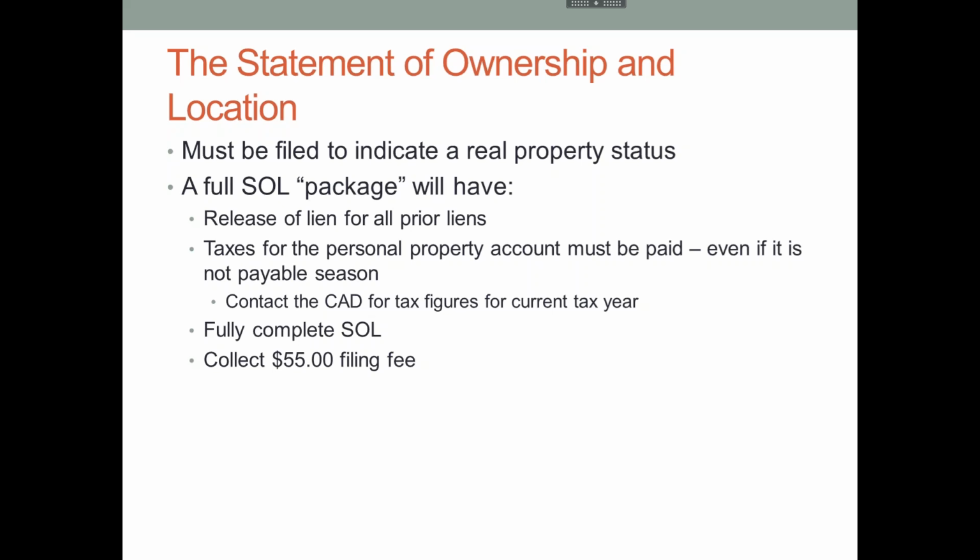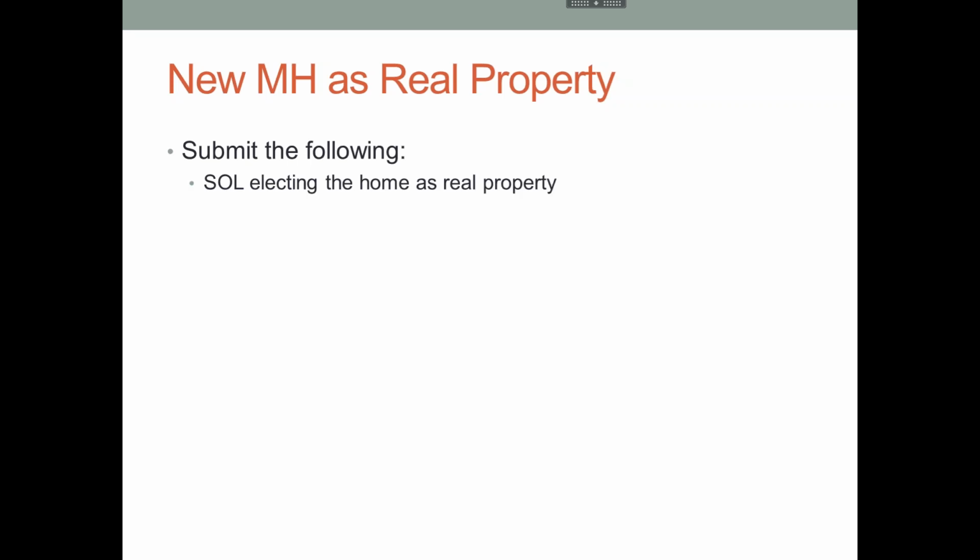Now we're going to talk about the perfecting method in just a little bit, but I did want to talk a little bit about what happens if you have a brand new mobile home on the property, something that wasn't existent prior to the transaction. Maybe it's just being placed on the property. So if you do have one of these on your desk, here's how you handle it. You're just going to submit the following information, which is, again, you want to submit an SOL electing the home as real property, because remember, all mobile homes are considered personal until otherwise indicated.